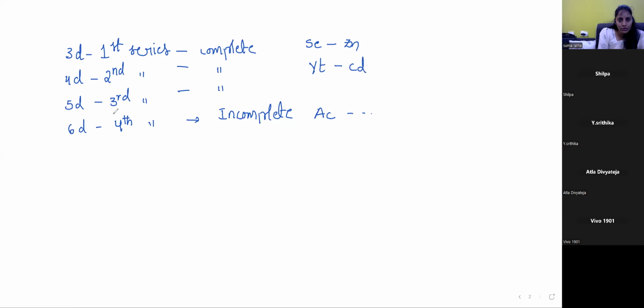If you check the 3d series elements, what are those? Scandium, titanium, vanadium, chromium, manganese, iron, cobalt, nickel, copper, and zinc.